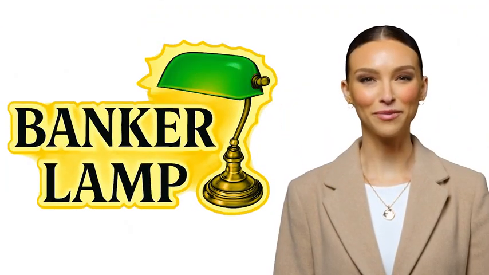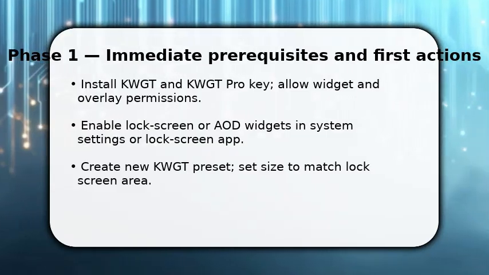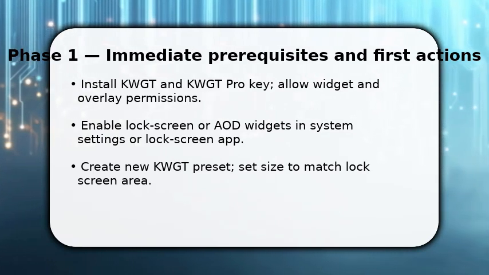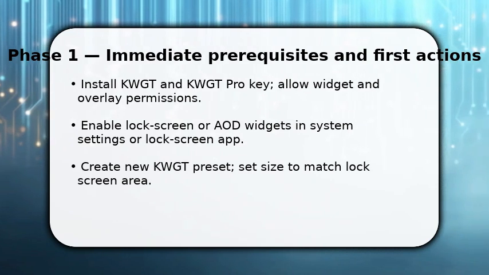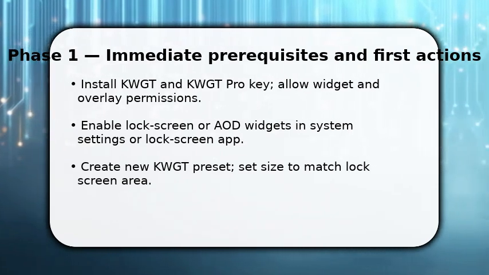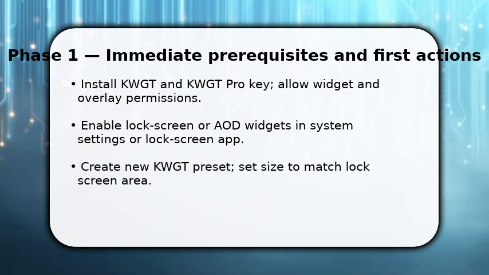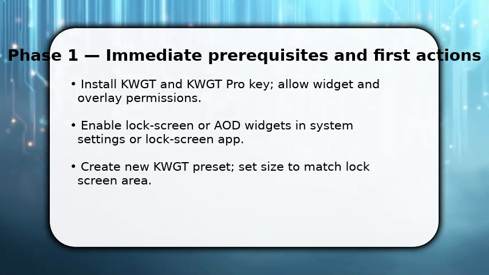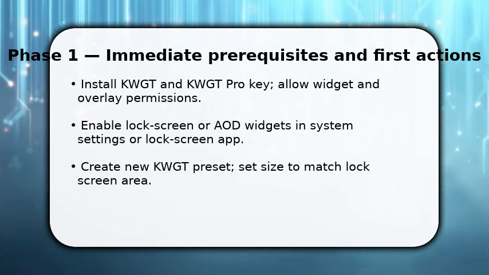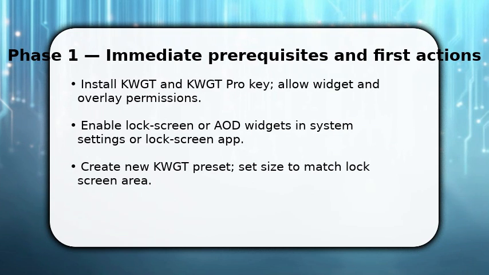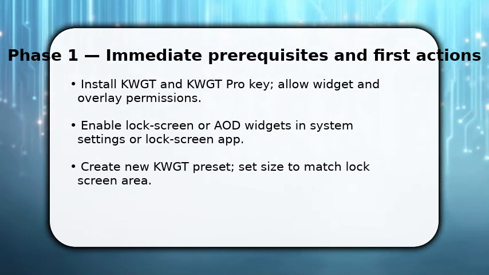Please enjoy the video. You begin by confirming two things. KWGT and the Pro key are installed, and lock screen widgets are enabled. Next, open KWGT and create a new preset sized for the lock area, because widget dimensions must match the lock screen. Once created, grant any overlay and battery optimization exceptions. Without them, the widget may not update.